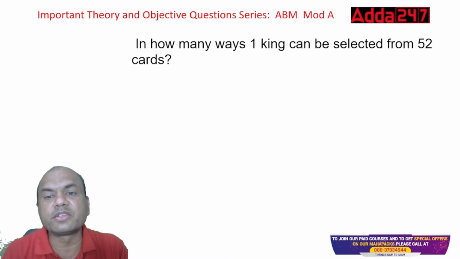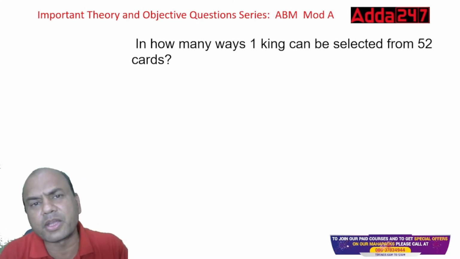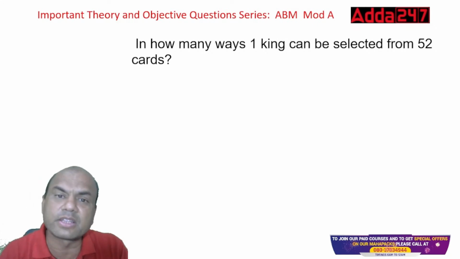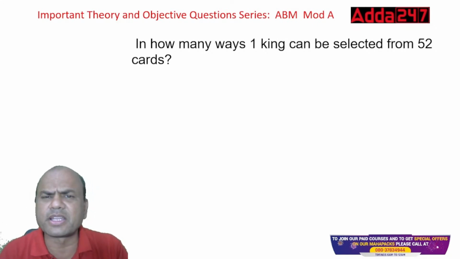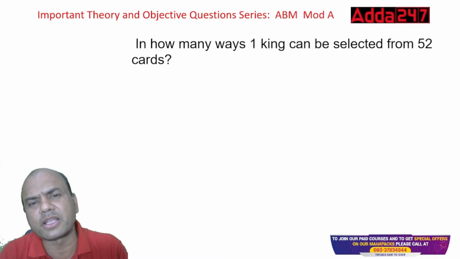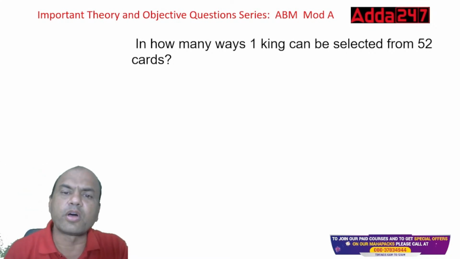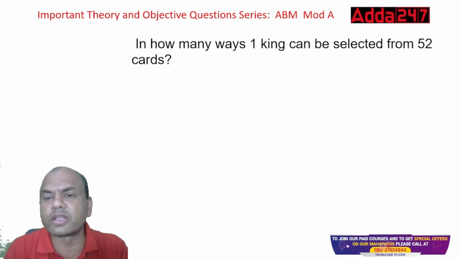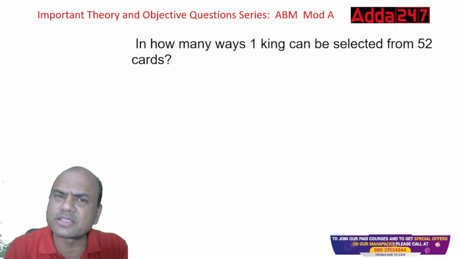In how many ways can one king be selected from 52 cards? Again, see here, I have taken probability questions over here because they are mixed with these estimation chapters, and estimation questions are very simple. I have taken it separately. So in how many ways can you select one king from 52 cards? So again, the same question.